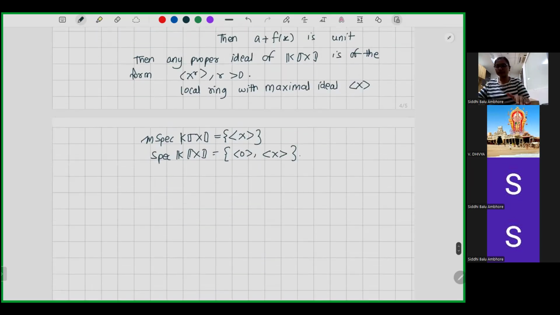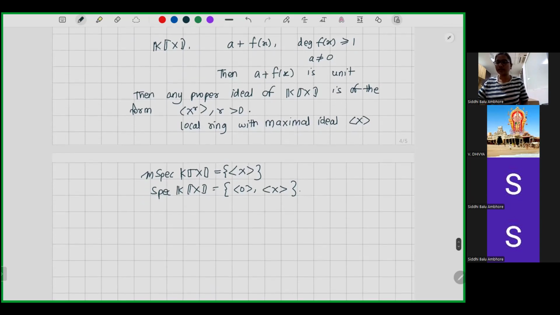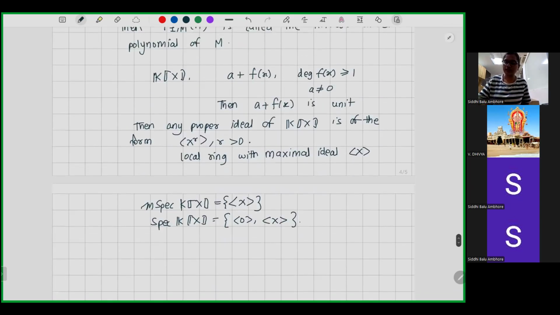So we have this information with this, and this same thing happens with the formal power series rings as well. Again, the constant plus this f(x, y, z), here instead of x, y, z, I will write this in here, with degree of f(x, y, z) greater than or equal to 1. And again, this a plus f(x, y, z), you can check this is a unit.